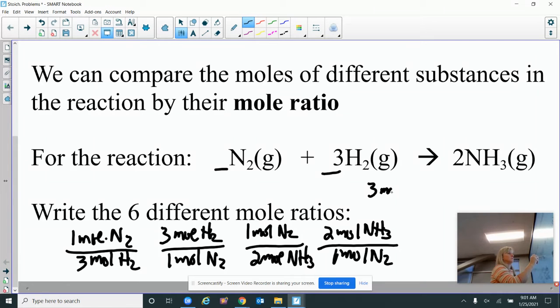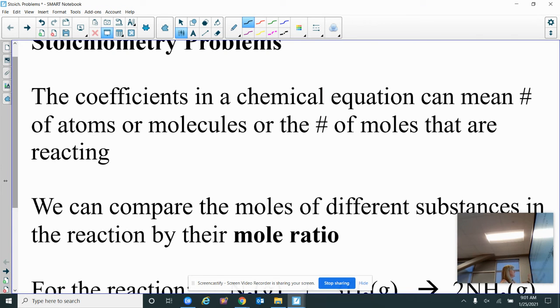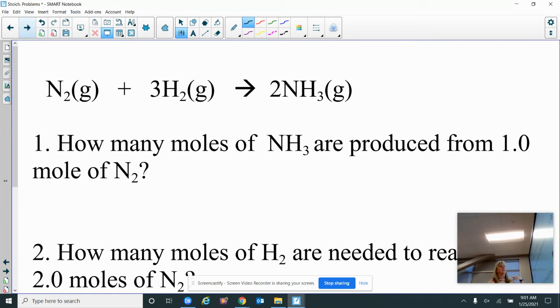We could say there's 3 moles of H2 to 2 moles of NH3, or we could flip that. 2 moles of NH3 is equal to 3 moles of H2. So those are our 6 possible mole ratios, right? For this particular equation, they're only good for this equation. So now we can look at that balanced equation, and we can use those mole ratios to answer questions.